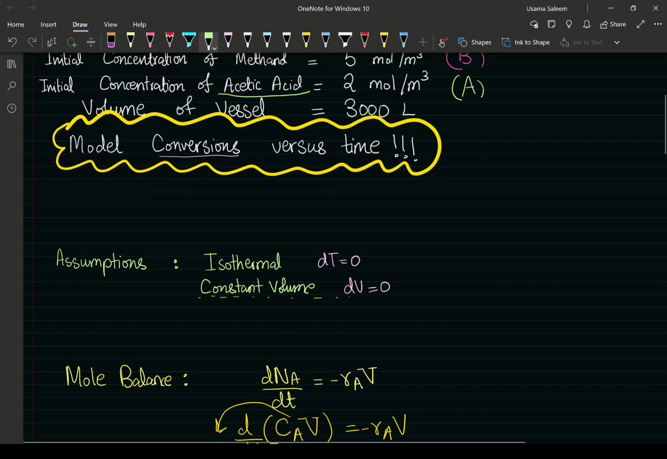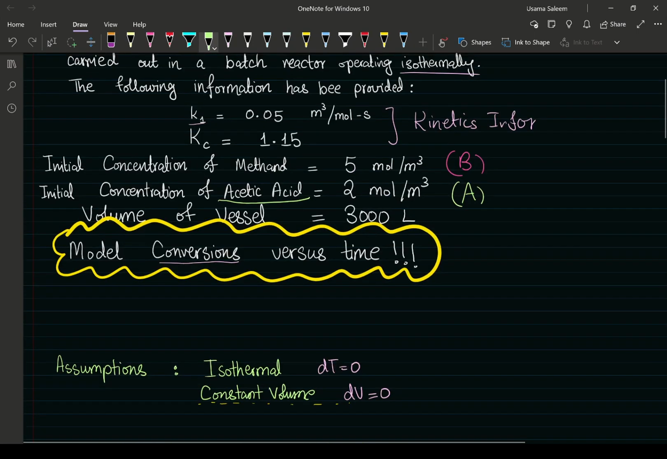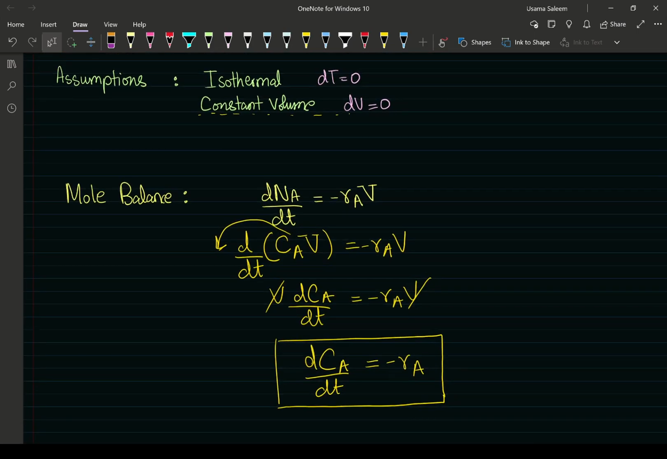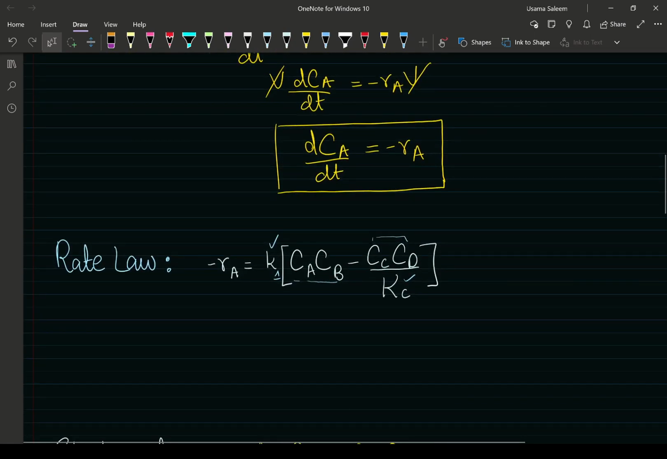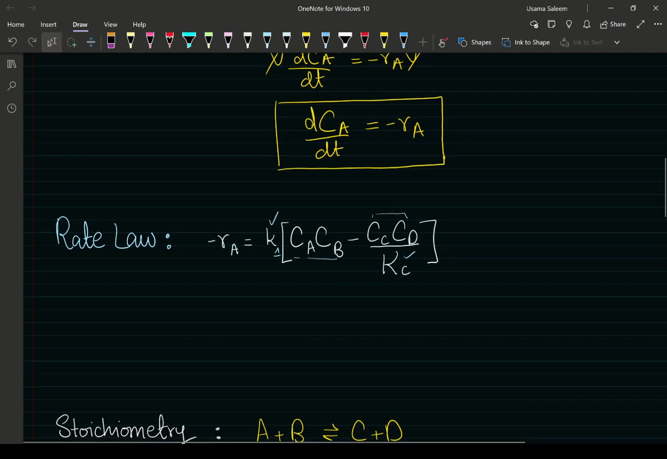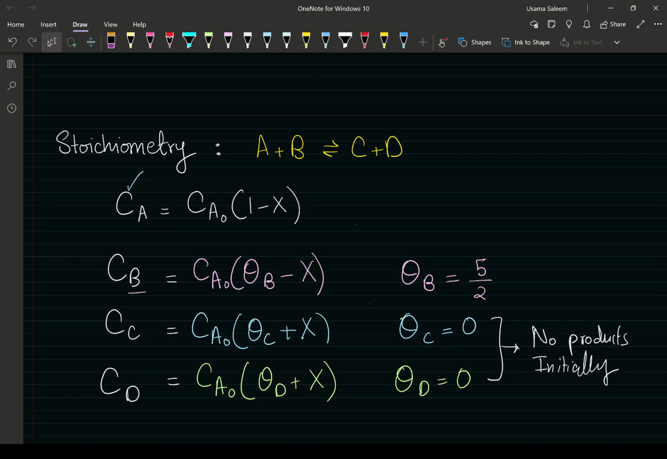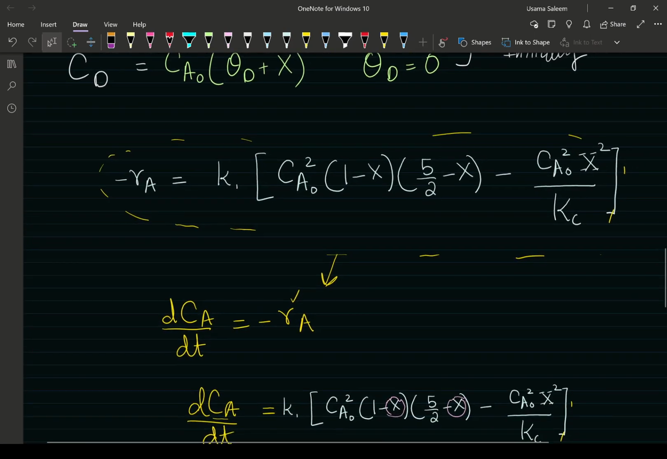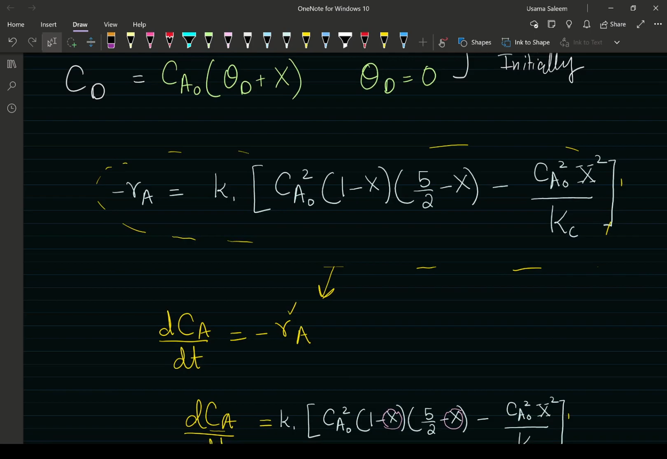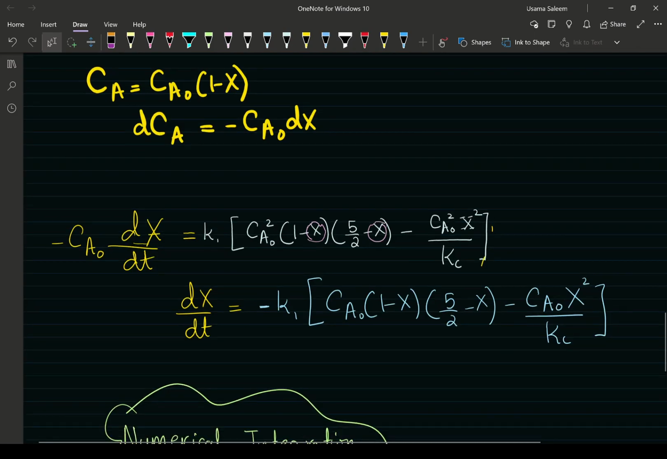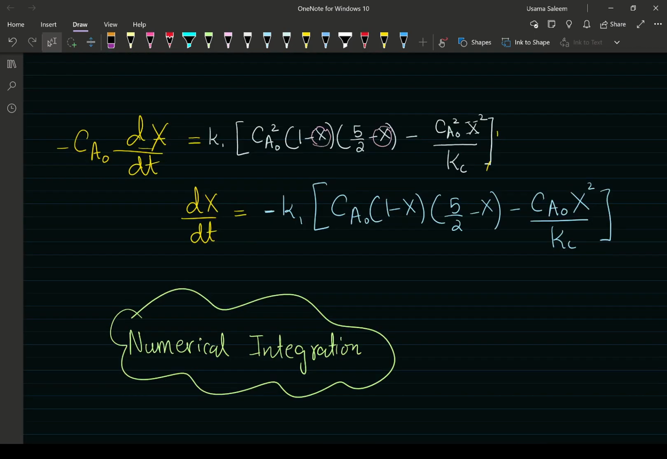All right, assumptions. I'm not assuming steady state. Mole balance: the rate at which the concentration of A is changing. The rate law. Stoichiometry. And then we combined everything. First I combined stoichiometry with rate law, then we combined rate law with the mole balance. I did some algebraic manipulation on the mole balance. And now to integrate this, we're going to have to refer to numerical techniques.